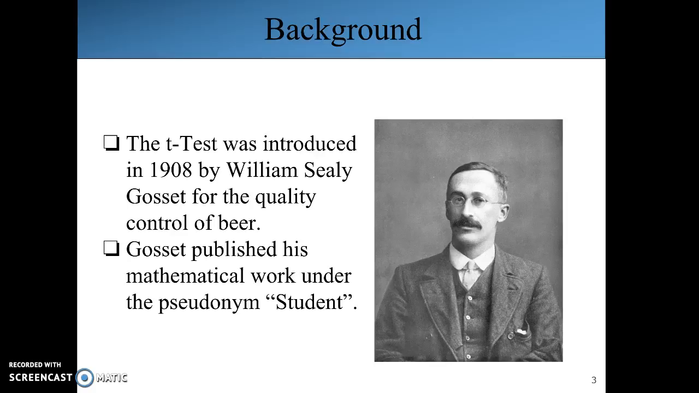Before we begin, a little background about the t-test. The t-test was introduced in 1908 by William Sealy Gosset for the quality of beer. Gosset published his work under the name Student. That's why the t-test is also called the Student t-test.